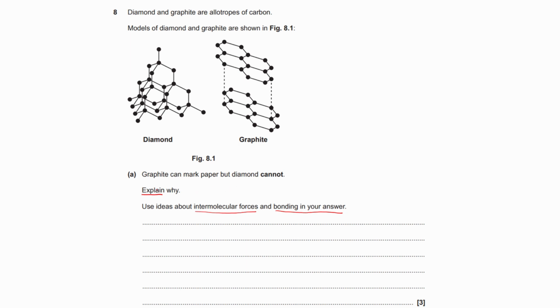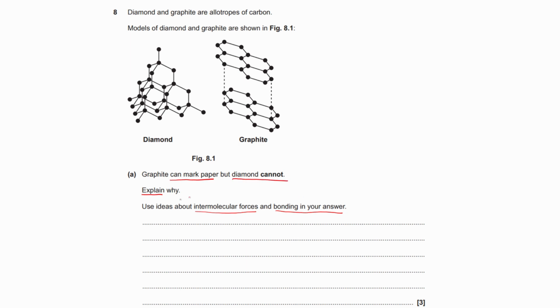So first thing we need to realize is that in the question it tells us what we need to talk about. We need to talk about the bonding, the forces, and we need to explain why this happens. Why graphite can mark paper. So in pencils, they're made up of graphite. The bit that you write with is actually graphite. So why is it that it can mark paper but diamond it cannot?